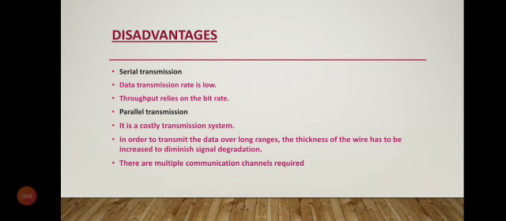Now here are some disadvantages. Serial transmission disadvantages are: the data transmission rate is low, and it relies on the bit rate. Parallel transmission disadvantages: it is a costly transmission system. In order to transmit data over a long range, the thickness of the wire has to be increased to reduce signal degradation, and multiple communication channels are required.